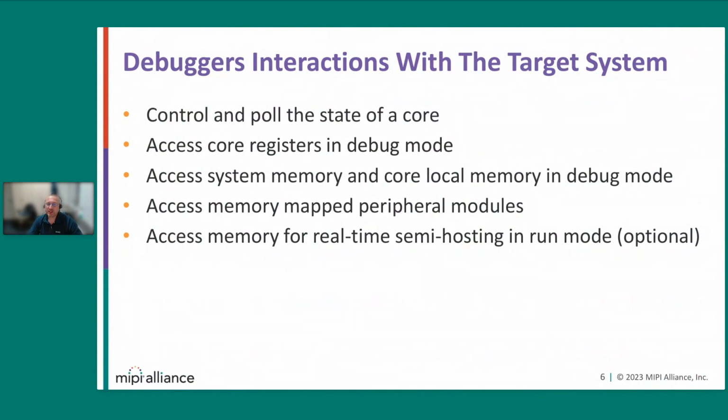While debugging an application, the debugger will do some basic operations in the background. It will control and poll the state of a core. It will read or write registers of a core in debug mode. It will access system memory as well as core local memory. It accesses memory mapped peripheral modules for debugging or by the peripheral browser. Optionally, the debugger can access memory while the application runs to transfer data from the application to the host, for example, files or diagnostic messages. This is also known as semi-hosting.